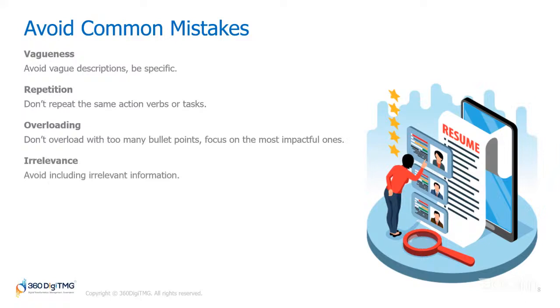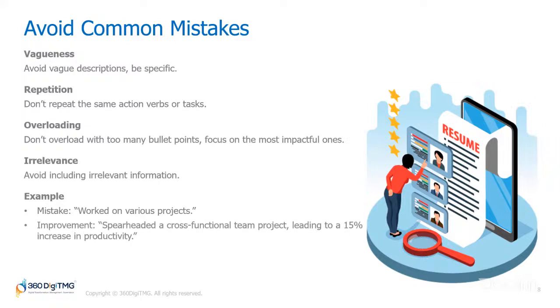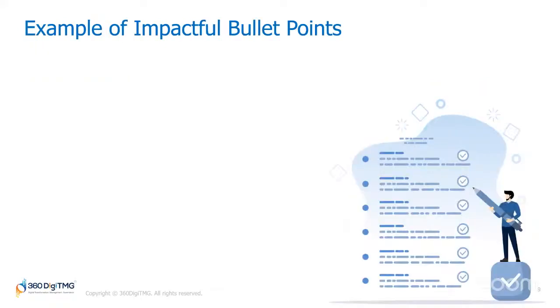Irrelevance: avoid including irrelevant information. Just use whatever is relevant as per the job description. For example, when you say you worked on various projects, there's a lot of vagueness in this. You can say you spearheaded a cross-functional team project leading to a 15% increase in productivity.